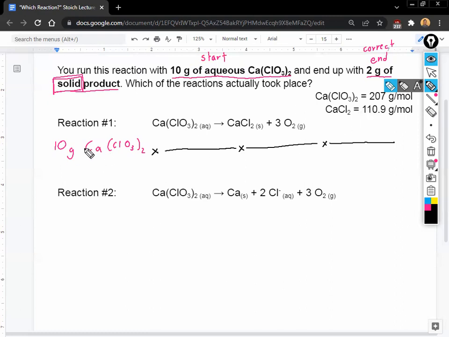Okay. So we start with this, and then let's set up gamma-maga. So we have 10 grams. So g, grams, m, moles, moles, and grams.